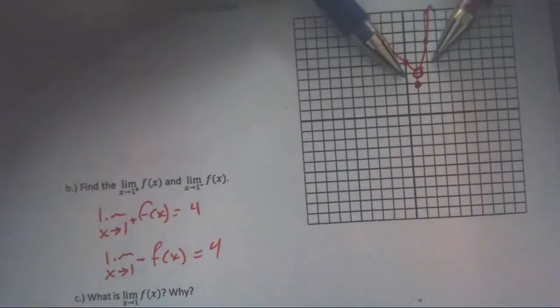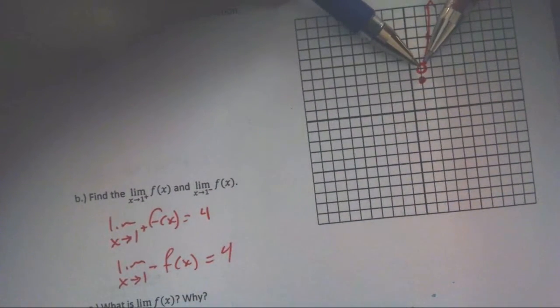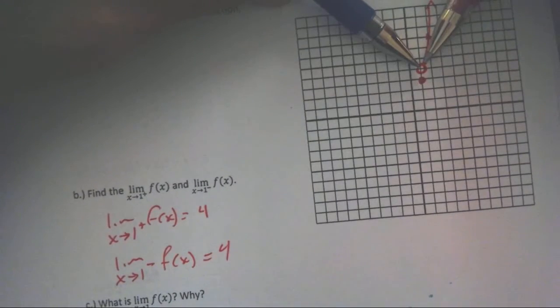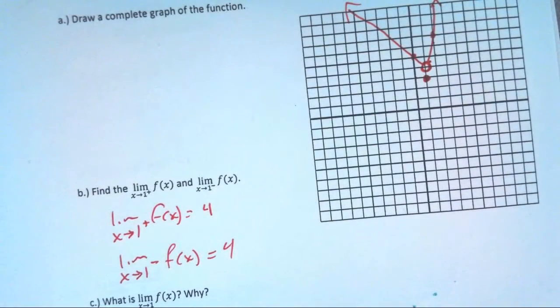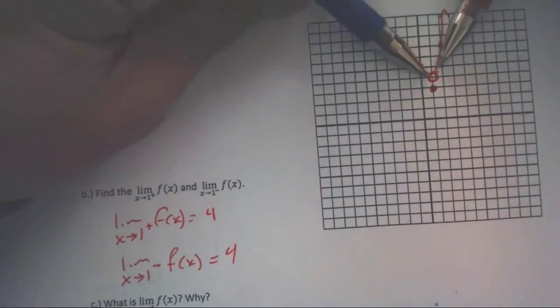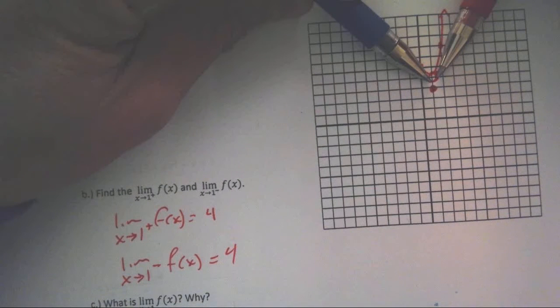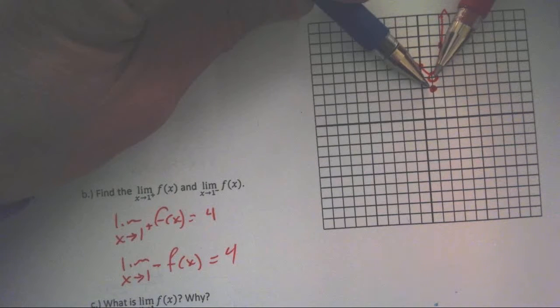We're in left-hand and right-hand agreement. That's what a limit is. The limit at a value is what it's approaching from each side. Better be approaching the same thing. What is it approaching from each side? It's approaching 4. That is the definition of a limit. I get it. F of 1 is 3. But f of 1 isn't always the limit as we approach 1 of f.